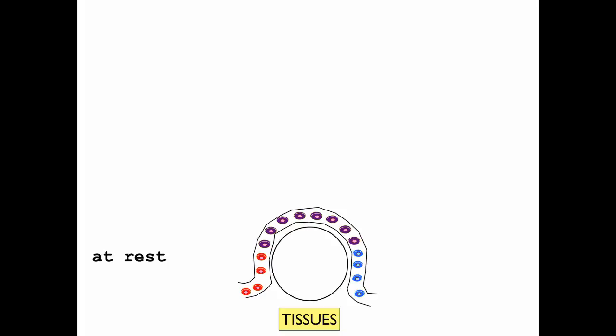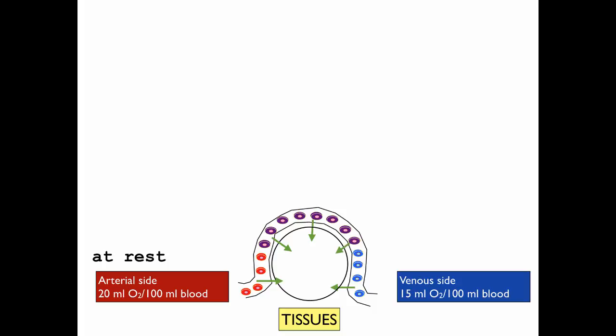Let's take a look at a capillary passing around a muscle cell. Here we have the arterial side of our capillary with our red blood cells passing through. And here we have the venous side, and I've represented this large circle as the tissue that is extracting oxygen. So at rest, on the arterial side, there's about 20 mils of oxygen per 100 mils of blood. As the red blood cell passes through the capillary, it's going to drop off oxygen, so that by the time the red blood cell arrives on the venous side, there's about 15 milliliters of oxygen per 100 milliliters of blood.